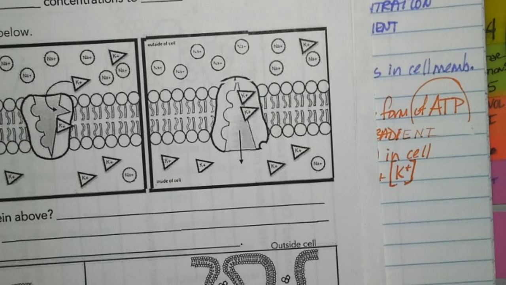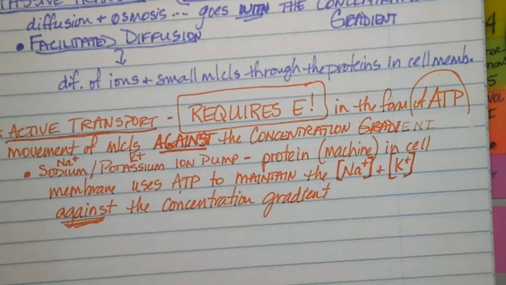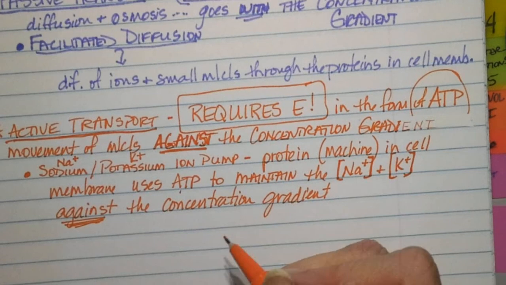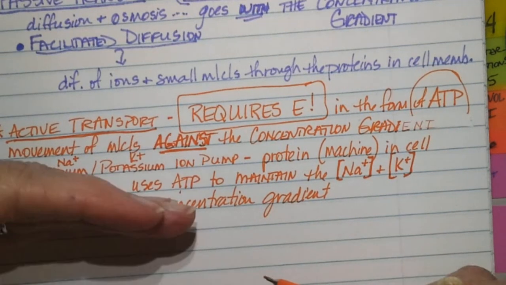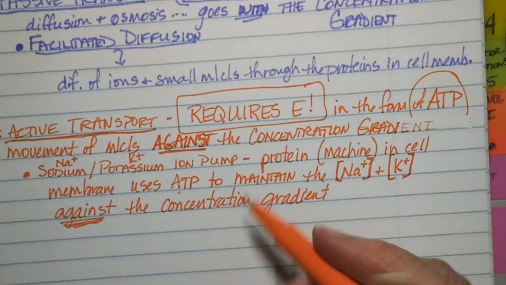Okay, so we have this active transport that requires energy. We're going to move stuff against the concentration gradient, and we use it heavily in the body. Now, besides the sodium-potassium ion pump, which is really important, you have two other things, and I'm not sure if you've heard of these. Have you heard of endocytosis and exocytosis?